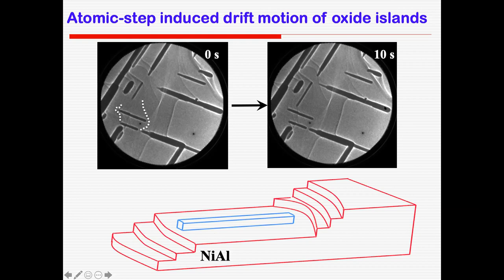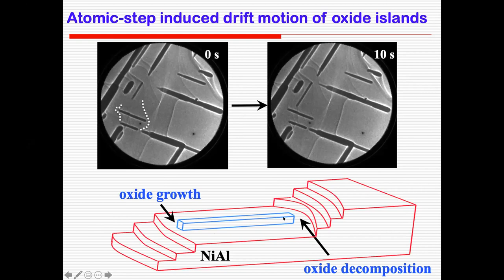The drift motion is caused by oxide decomposition at this end and, meanwhile, oxide growth on this end. At this end the oxide decomposes, so it becomes shorter, but at this end there is new oxide formation, so it becomes longer. So overall they dynamically maintain the same length. They have two simultaneous reactions: decomposition at one end and growth at the other. It's related to the geometric feature of the atomic steps. You can consider this step as an up step and this end as a down step. I'll show that later.